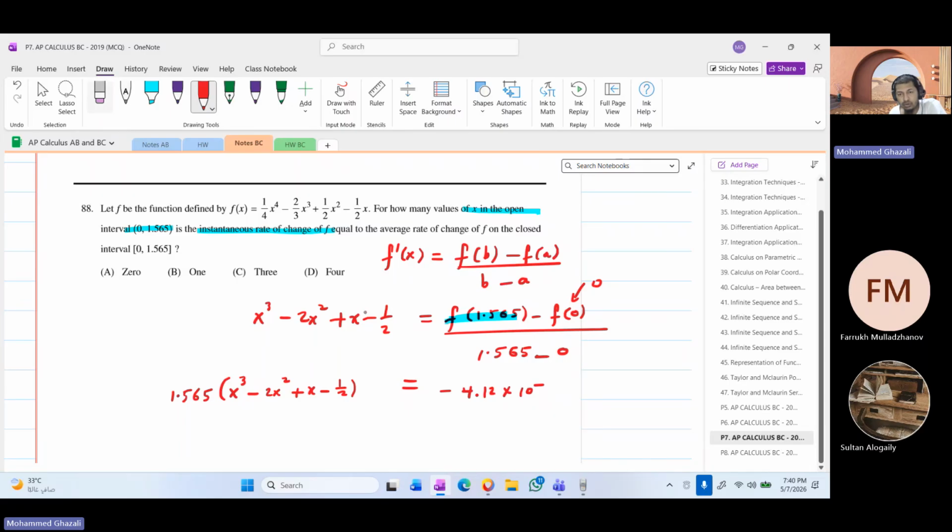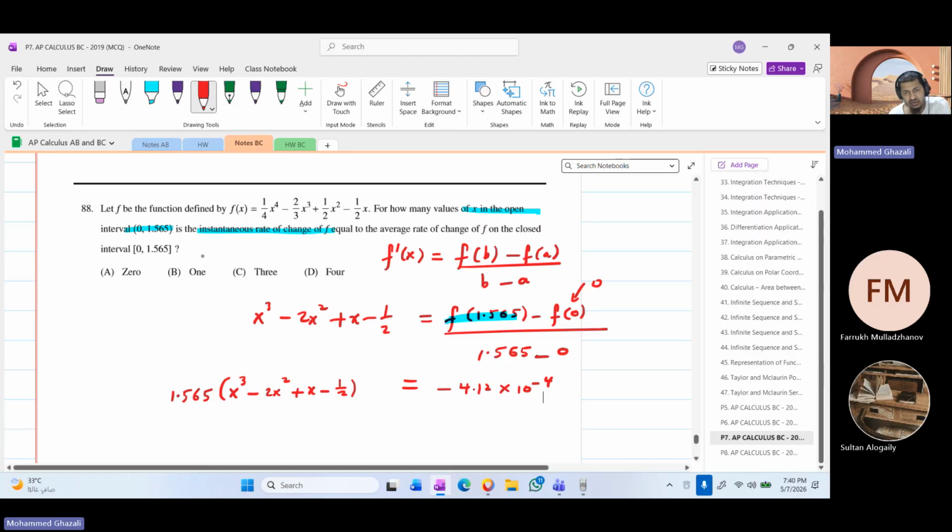No. I need more decimal points. The calculator gave me this answer, that's why I can't do anything. I know, just 0.000 negative 4. Negative 4.12 times 10 to the power negative 4. Okay, we're going to take this and bring it over, add it up and make it equal to 0.